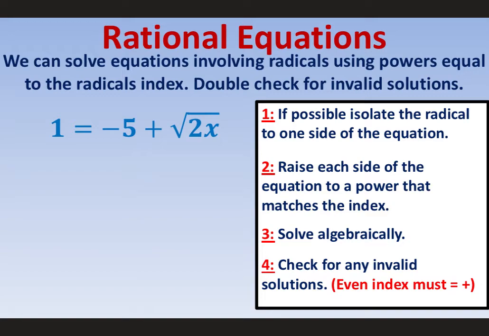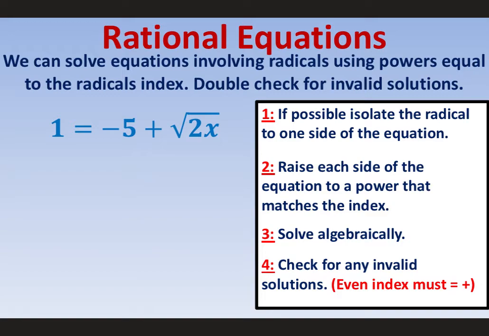Basically, you're going to check to see, if you were to plug your answer back in for the x's wherever they are in the problem, does it ever make an even indexed radical equal to a negative? If it does make it equal to a negative, we have to cross it off. If it always equals something positive, then we're good to go. We'll see an example of that as we go.